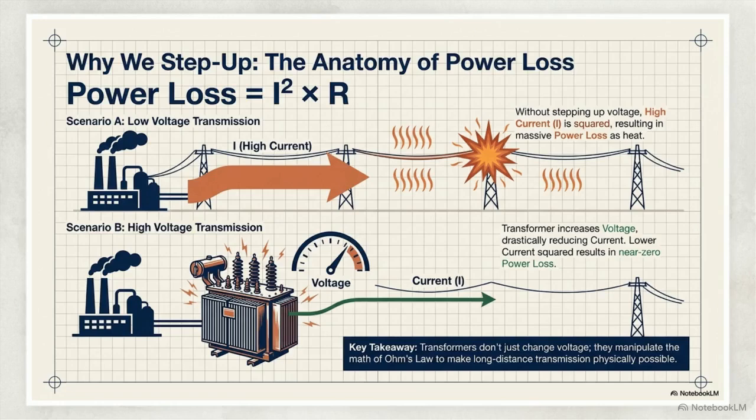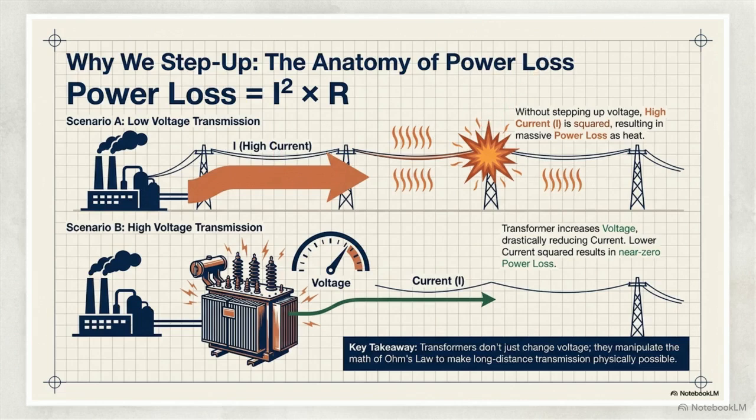The equation dictates that power loss equals current squared multiplied by resistance. If we transmit power at a low voltage, we must use a high current to deliver the same total energy. Because current is squared in the loss equation, this mathematically squares the heat loss, melting the infrastructure.